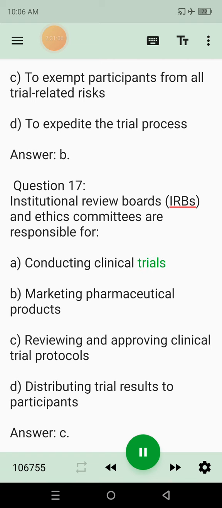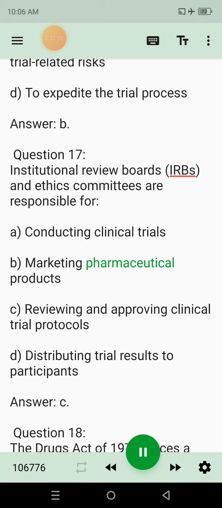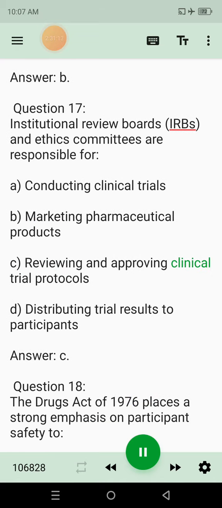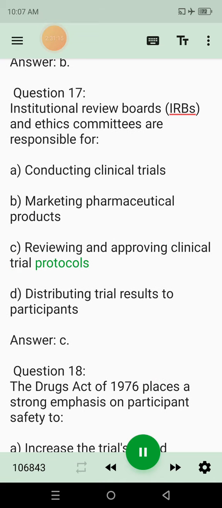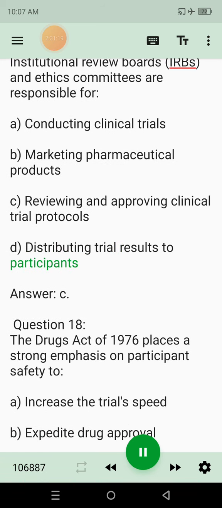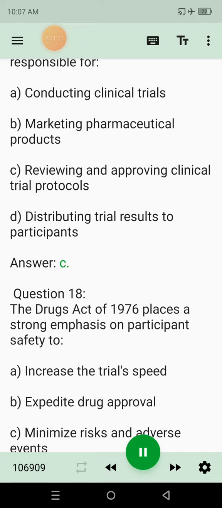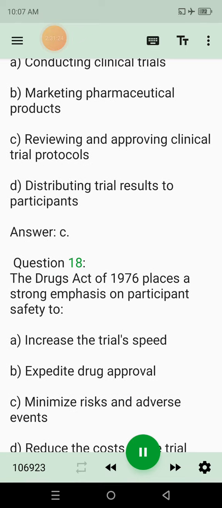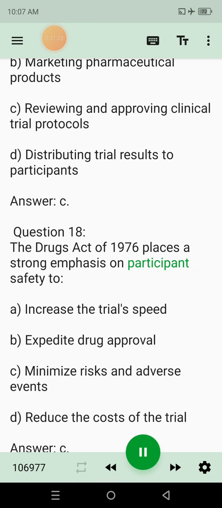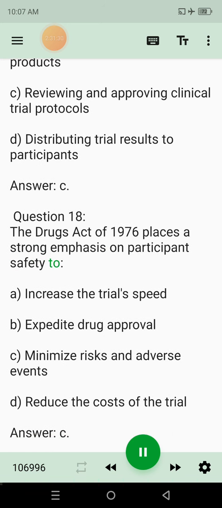Question 17. Institutional review boards (IRBs) and ethics committees are responsible for: A. Conducting clinical trials. B. Marketing pharmaceutical products. C. Reviewing and approving clinical trial protocols. D. Distributing trial results to participants. Answer: C.